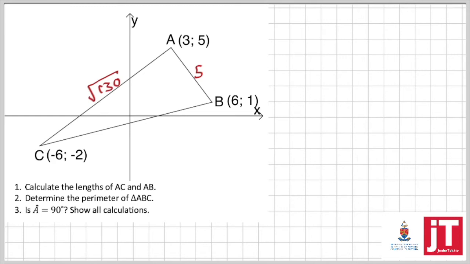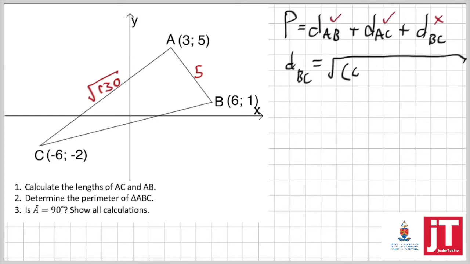Whenever an examiner asks me this, the first thing I write out is what are they looking for? They're looking for perimeter. So I go to a formula. The formula for perimeter is simply the distance between the sides, or the length of the sides, added together. Now I already have AB and AC, but I don't have BC, so I'm going to go and get the distance between B and C. I've gotten the distance there for you as being the root of 153.